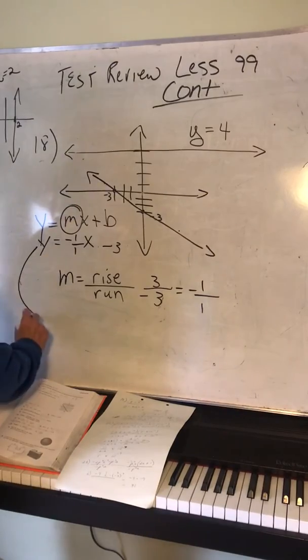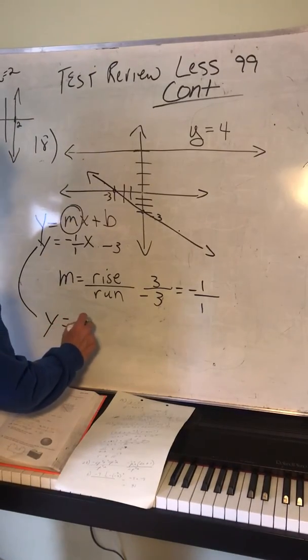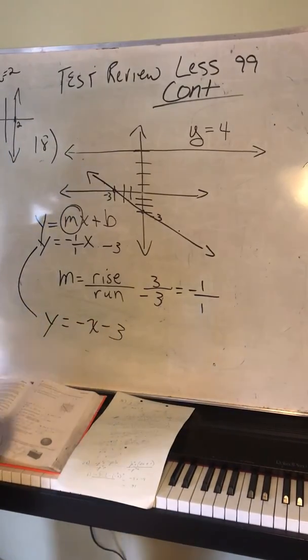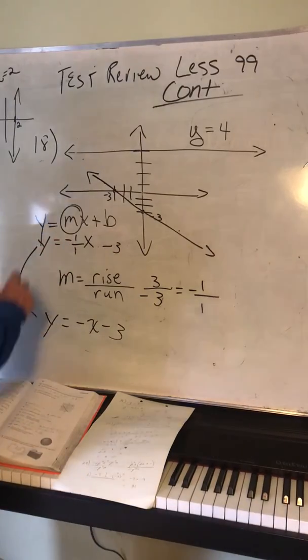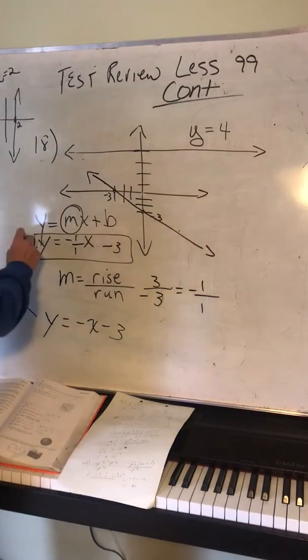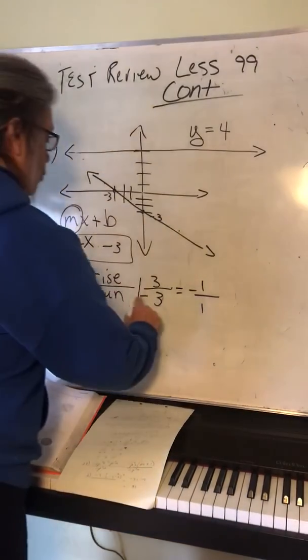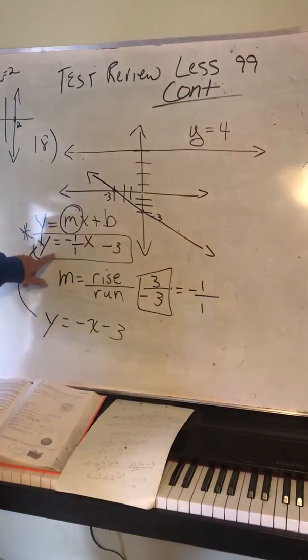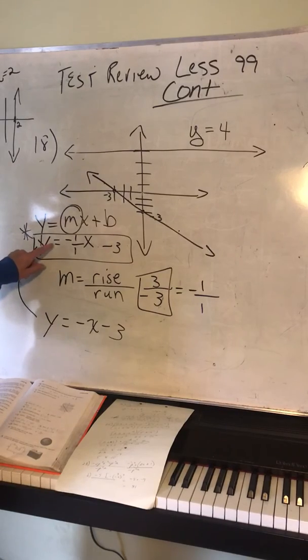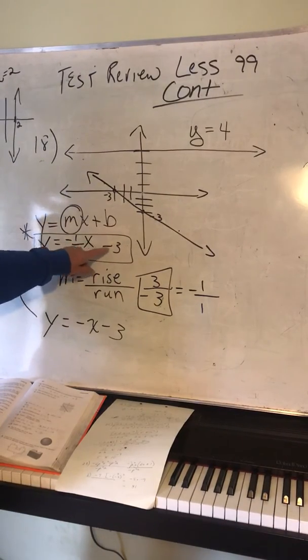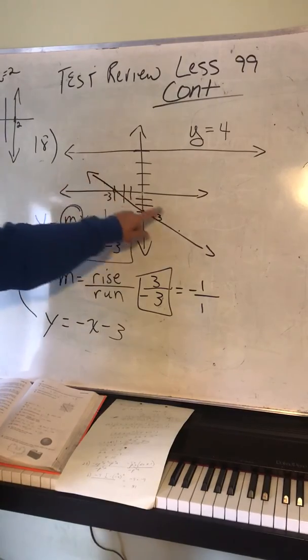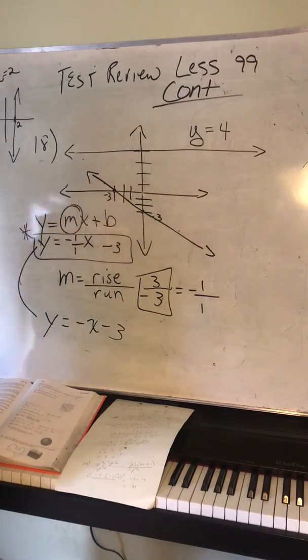The answer key, I think, has it y equals -x minus 3. They just leave off the -1 over 1. Whatever, I know you understand it if you do it this way, or even if you use this one. So the equation of the line is y equals a -1 over 1 slope, x minus 3. That is the equation of this line right here.